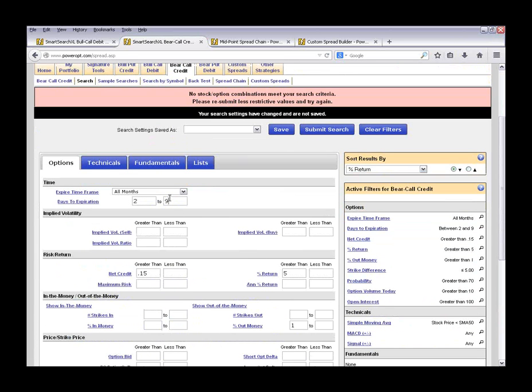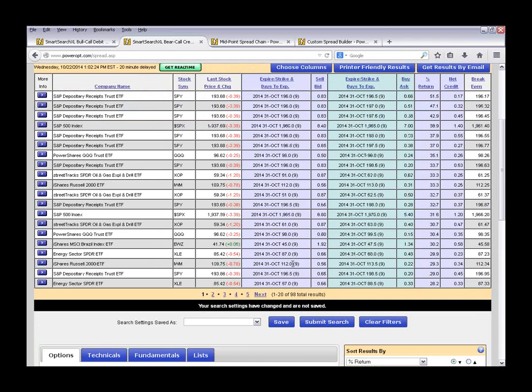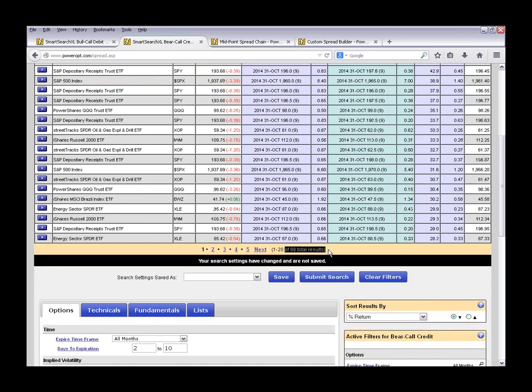Okay, it's got to go to 10. There we go. Okay, it's 9 days out. Okay, so we've got some SPY positions. We've got some SPX positions, XOP as well, QQQ, very good. So we've got some decent bear call credit spreads. We have a bearish sentiment of the market over the next 9 days. But 98 results, that's a little bit too much for my tastes.